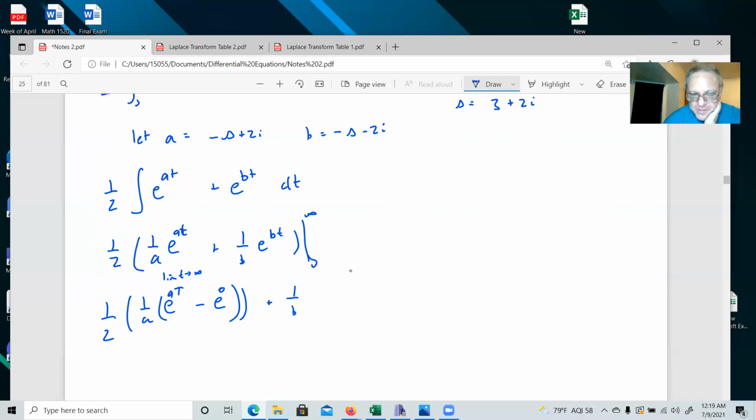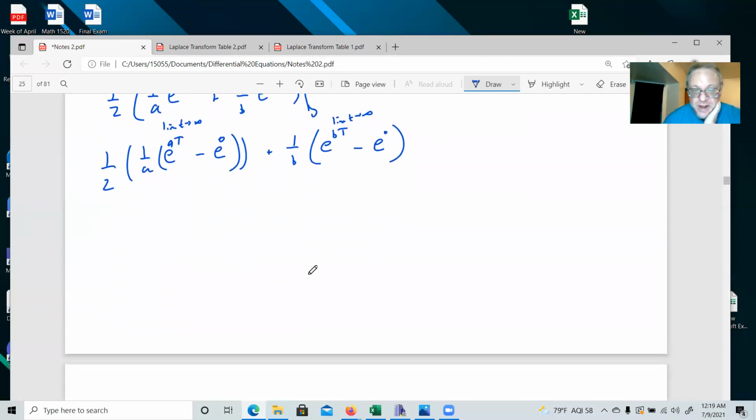Plus 1 over b. This is e to the b capital T, because I'm taking my limit as t goes off to infinity. That's the notation. I made this up. Don't use this and expect other people to know what you're talking about, because they're not. Okay, e to the 0, same thing is going to happen here. This is just 1, so this is 1/2. We have 1 over a, we have 0 minus 1. We have plus 1 over b, we have 0 minus 1.